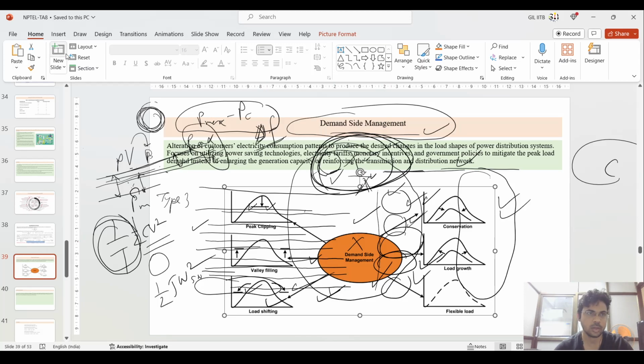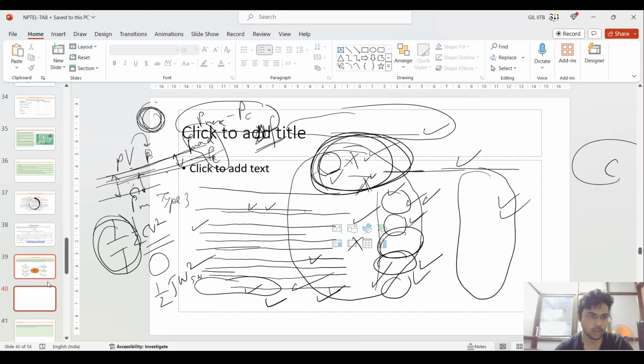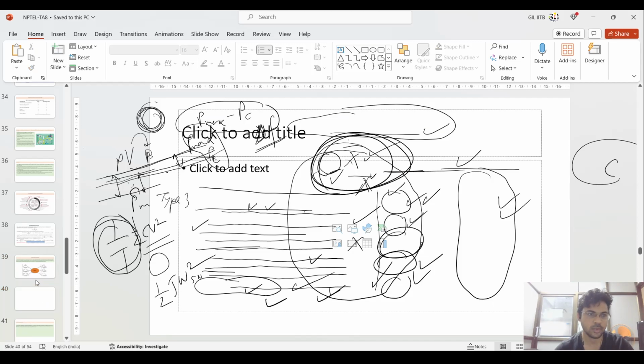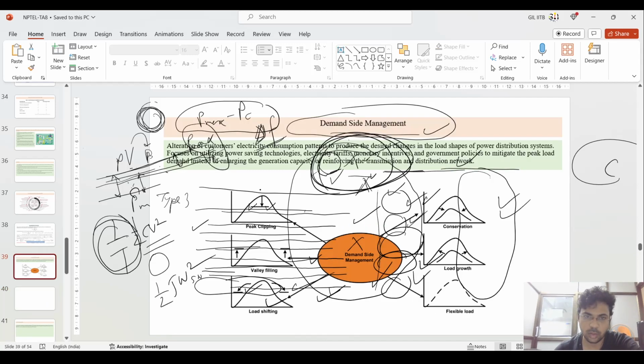Coming to demand side management, let me take a new slide and paste it there. Here also it is happening. Just mark my statements and focus on what I am saying. There are certain demand side management techniques.